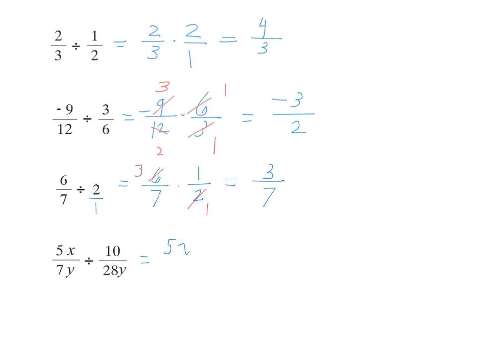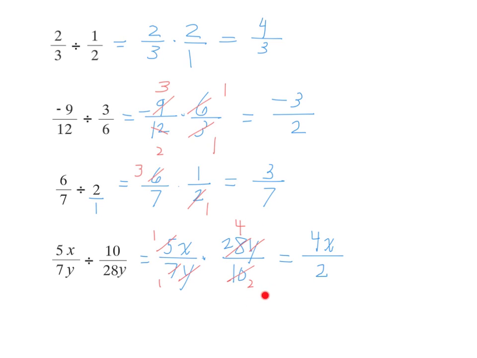And finally, one with variables. Keep the first fraction, and then multiply by the reciprocal of the second. Some y's cancel. 5 goes into 10 twice, and 7 goes into 28 4 times. So altogether, I have 4x in the numerator and 2 in the denominator. But this isn't simplified. I missed something.